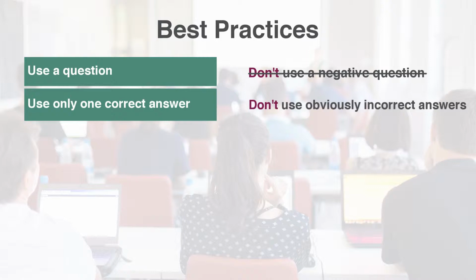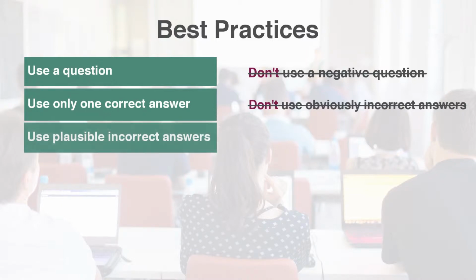Don't use choices that are obviously incorrect. These are easily ruled out. Do make your incorrect choices plausible. Determine common errors or miscalculations and use them as answer options. Don't use all of the above or none of the above. Typically, these options are used as a correct response.